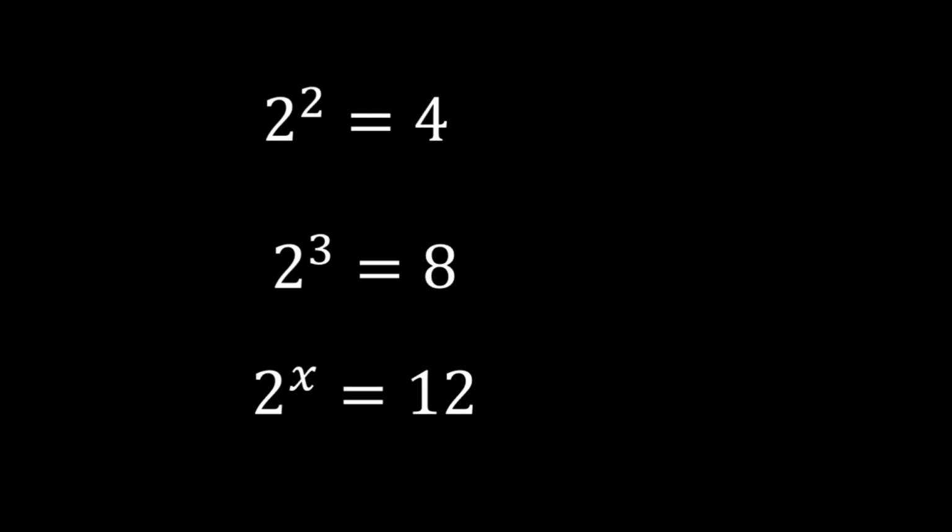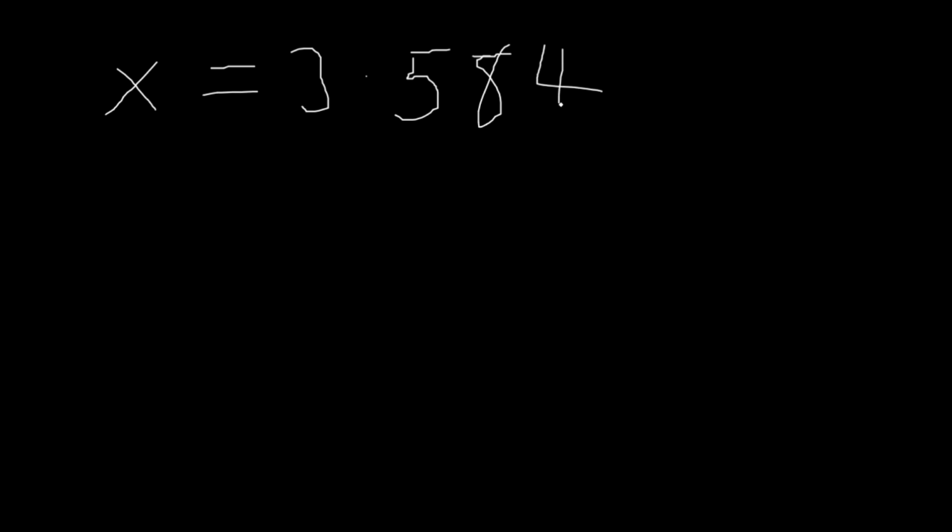Okay, we're having this quite pretty simple question: 2 to the power 2 is equal to 4, 2 to the power 3 is equal to 8, then 2 to the power x is equal to what? That's the question. We can directly deduce that x is equal to 3.584. But the question is, how are we going to solve this? Let's get into it.